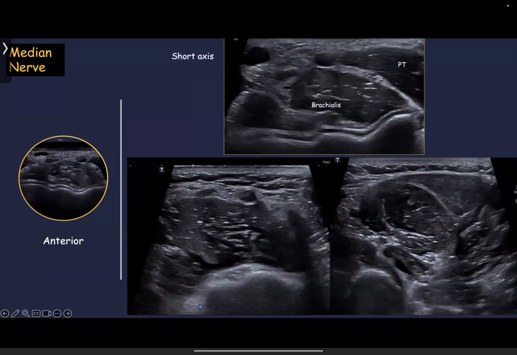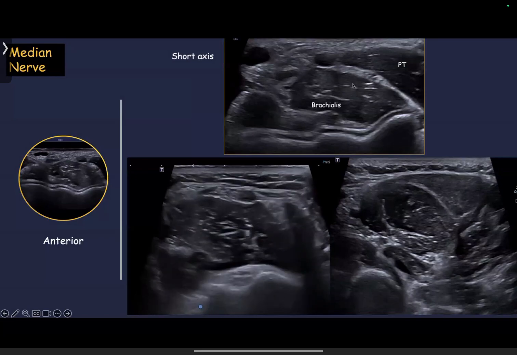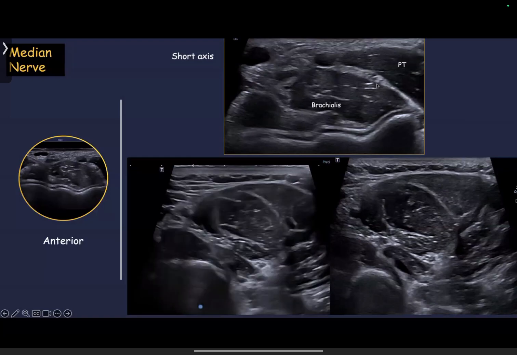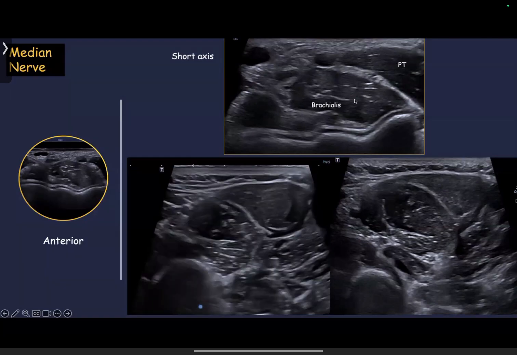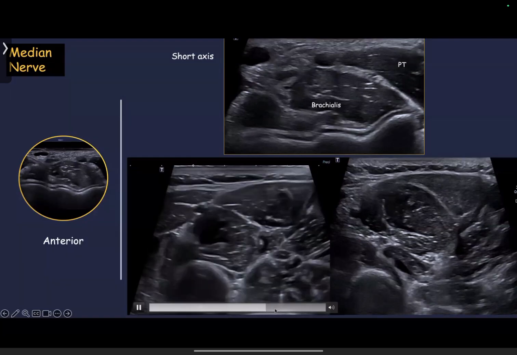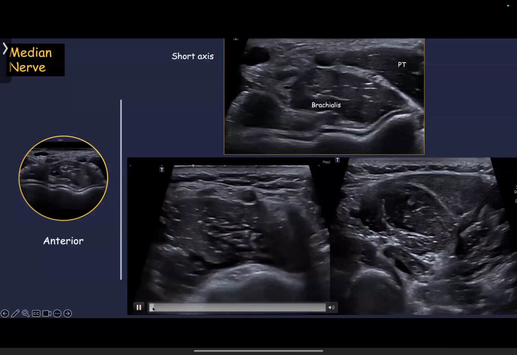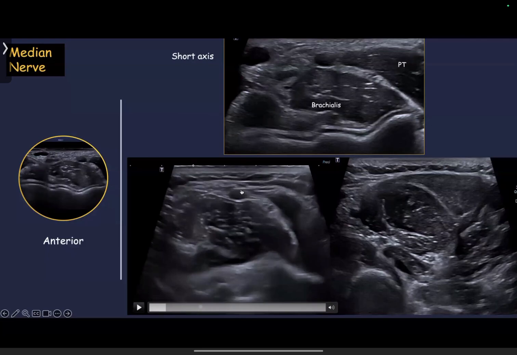So we'll trace the median nerve now. We have the brachialis muscle in the midline, medially we have the pronator teres, and here is the median nerve. In the video, I'll just go back. So here the midline muscle is the brachialis. We'll trace this median nerve now. The main important anterior elbow landmark is the brachial artery, and just medial to the brachial artery we have the median nerve.